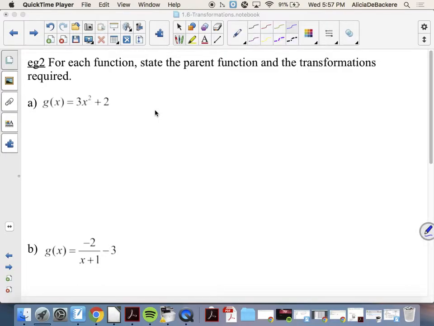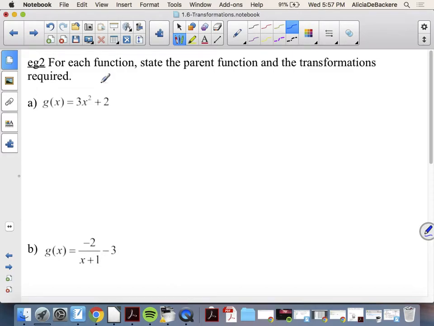So here, I hope you can see that my parent function is coming from that squared there. So I'll say that my parent function is x squared. And next I'm going to state the transformations. So what happened to that x squared function to give me 3x squared plus 2? What would I have to do to the graph? And so my transformations.